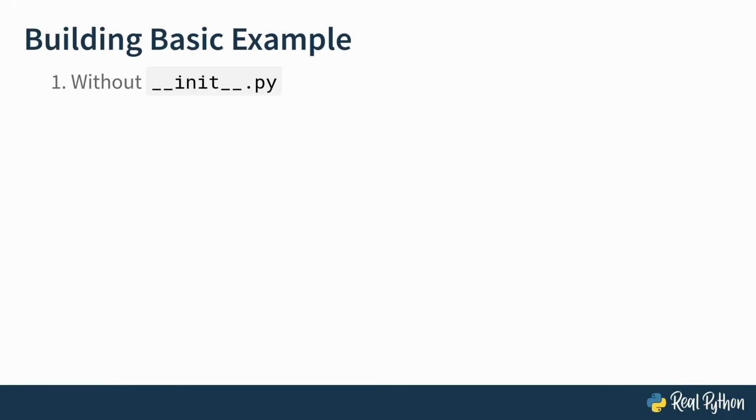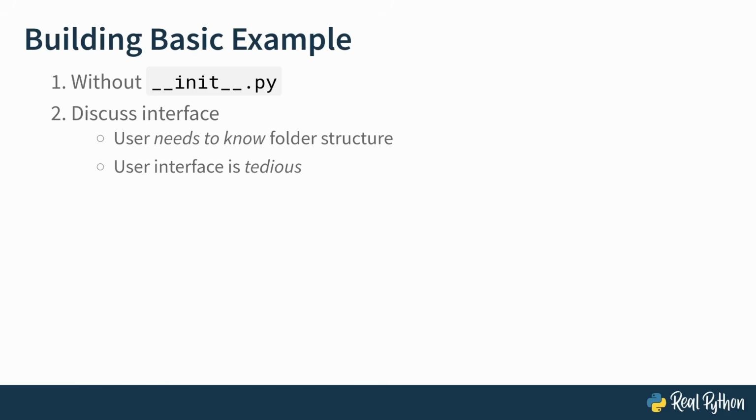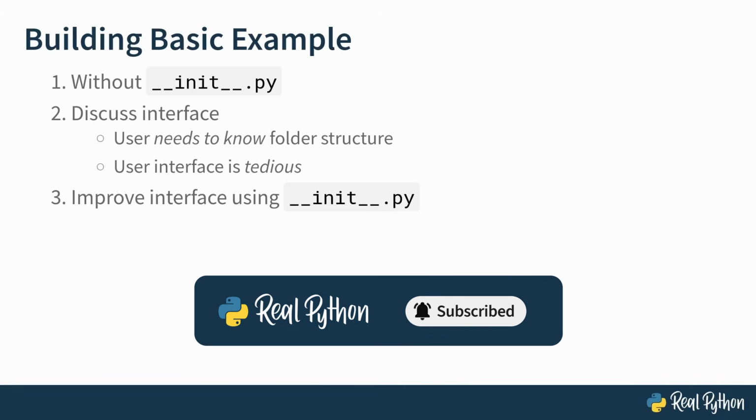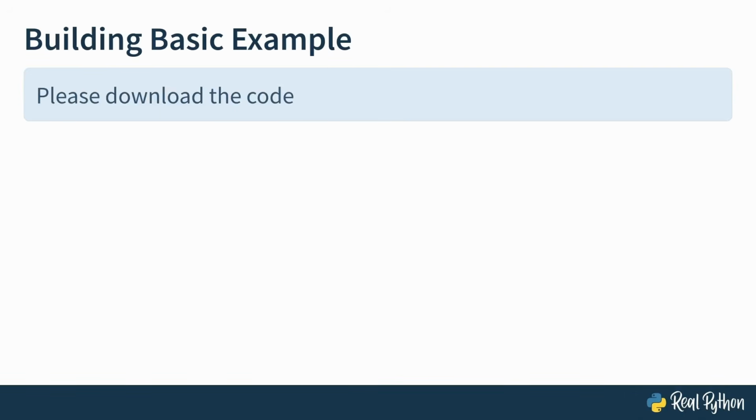Now, building this basic example, firstly, you'll do that without the dunder init.py module so that you and I can discuss the interface, and you'll realize that to use the interface, the user actually needs to know the folder structure, which isn't very convenient. And also the interface is actually quite tedious in the sense that you have to type quite a bit to get everything going. The third step then, of course, will be to improve this interface using the dunder init.py file. I hope you find that a relatively exciting example, and I will talk you through the code in the next lesson. So you are ready to look at some code.